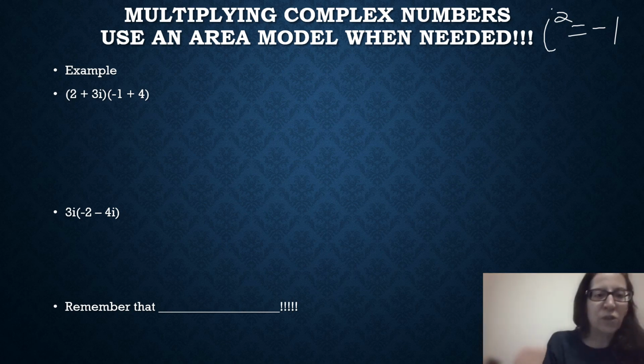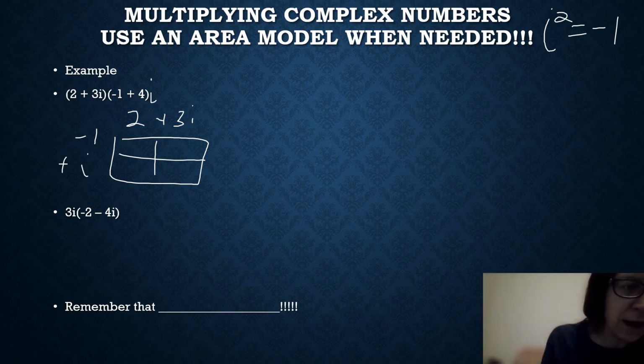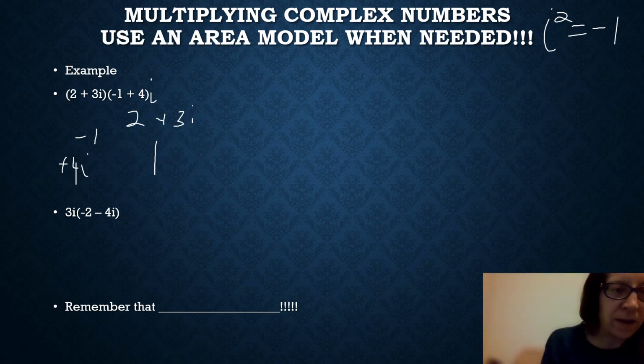So for this first one, I'm actually going to use an area model. And so I'm going to do 2 plus 3i. And then on the left, negative 1. Ooh, there's a typo there. That should be plus 4i. Oh, good grief. Okay. So typo, that should be a 4i, and then this should be a 4i. And I don't like my area model. It's too small.